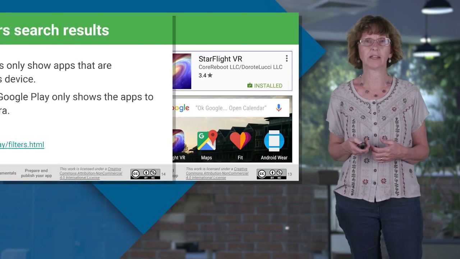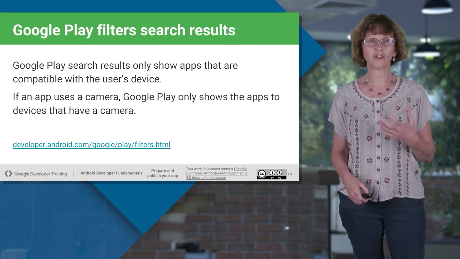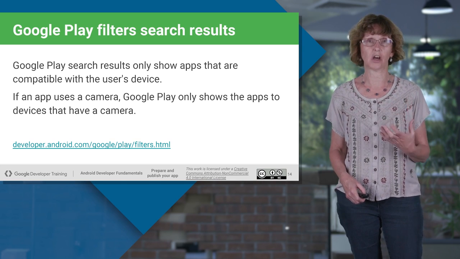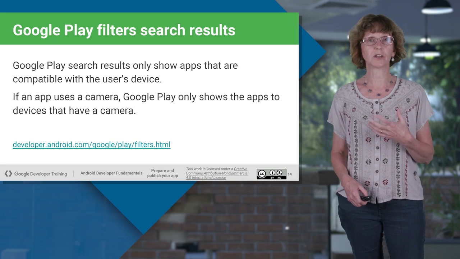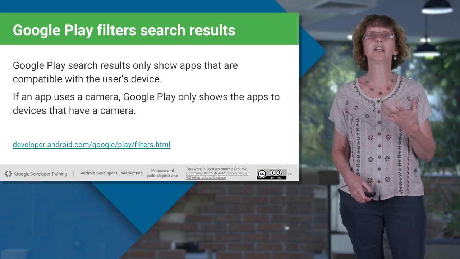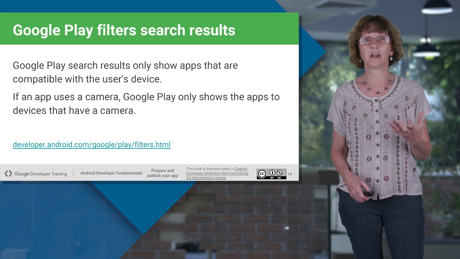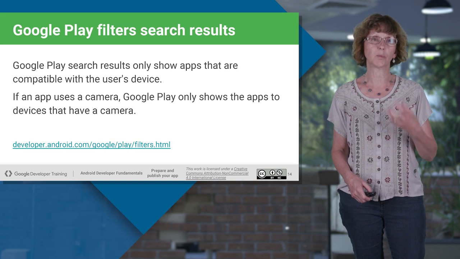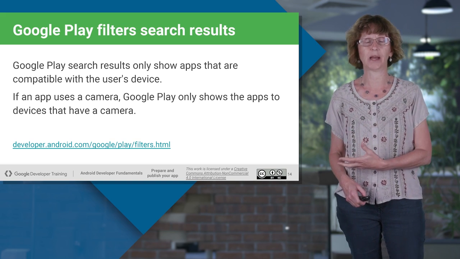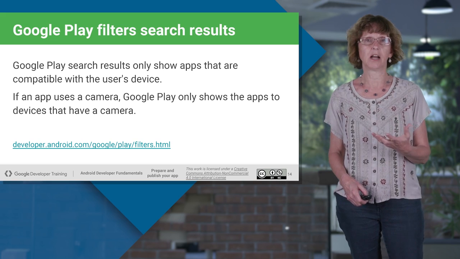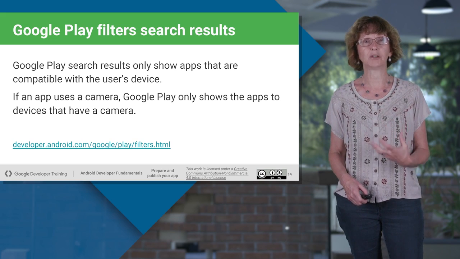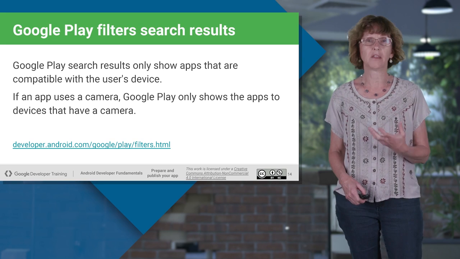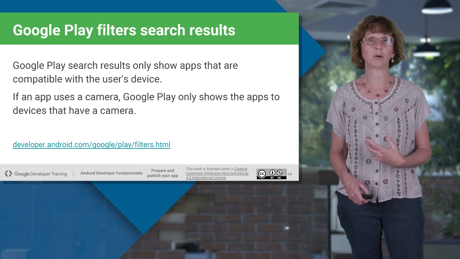Google Play will only show apps that will run on the device that the user is using to search. So for example, if your app requires a fingerprint hardware, then Google Play will only show your app to users who are searching with a device that has the fingerprint hardware. Another example is a camera, but most devices these days have cameras. But if your app requires a camera and the user's device doesn't have a camera, then the user won't be able to find your app on Google Play.